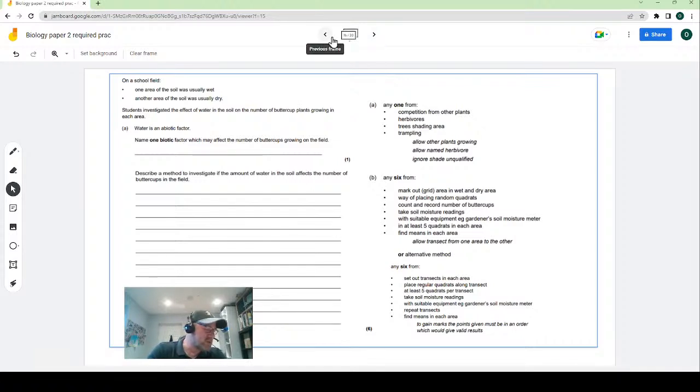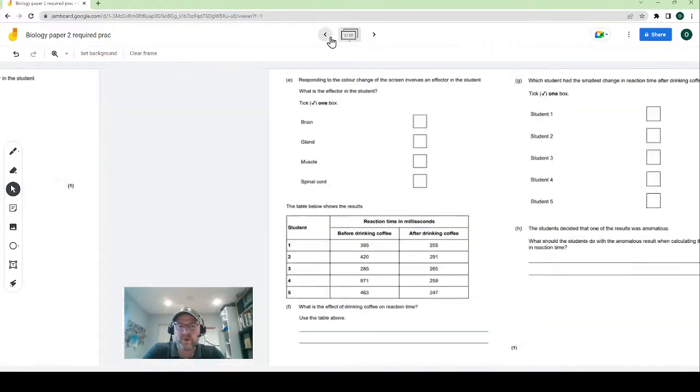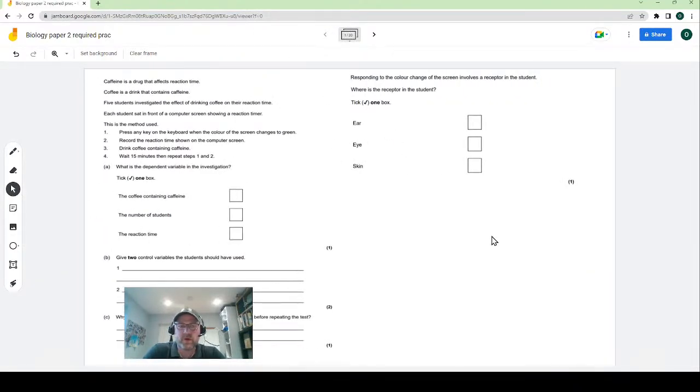Right, I want to move on to the ruler drop. Yeah, you could do that with, yeah. Let's check out, I want to do the ruler drop prac. Alright guys. How are you guys with your ruler drop practical?